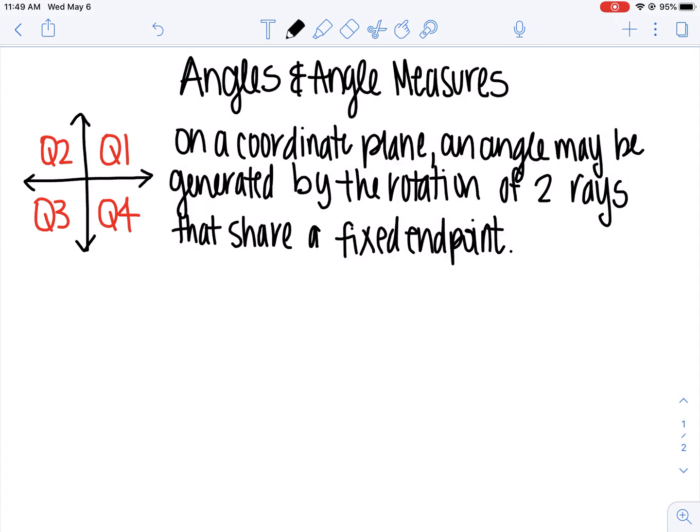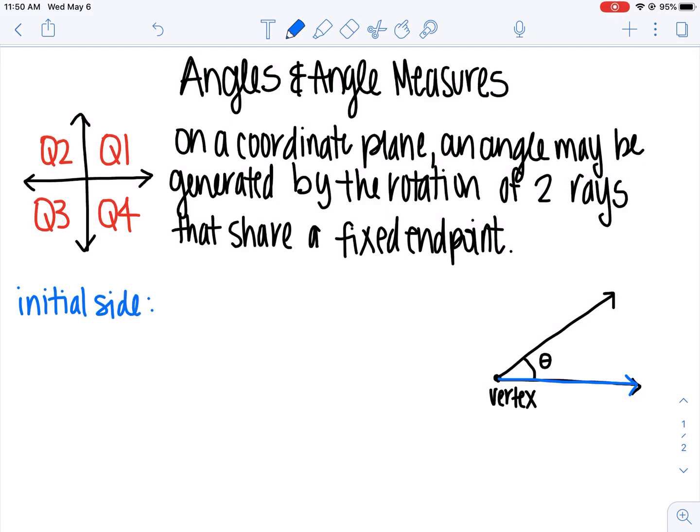So we want to start to think about an angle. So we've got this angle right here. This is going to be their vertex, which is going to be their shared endpoint. This is going to be the rotation, which will be our angle theta. And then we have two parts. We have our initial side, which is our initial ray, which is a fixed ray along the positive x-axis. It's always going to be along the positive x-axis.